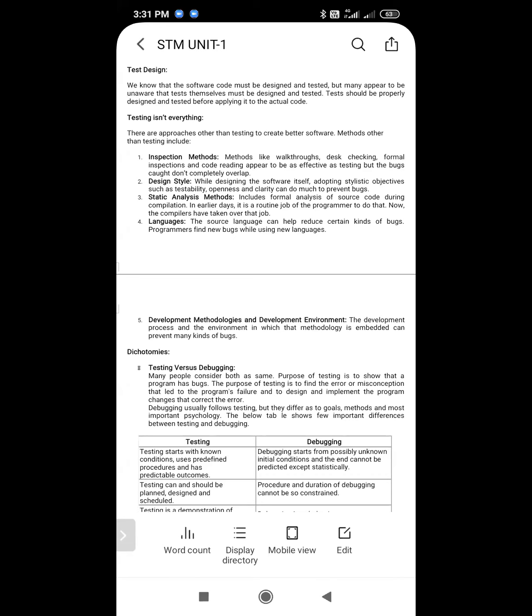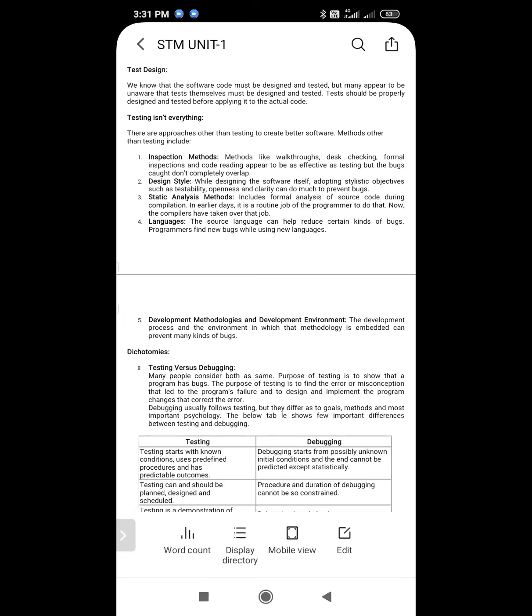Here this static analysis method includes formal analysis of source code during compilation. The compiler has taken over that job. Next one, language. The source language can help reduce certain kinds of bugs. Programmers find new bugs while using new languages. The last method in testing is development methodologies and development environment. Here in these development methodologies, it is having one process and also having one environment.